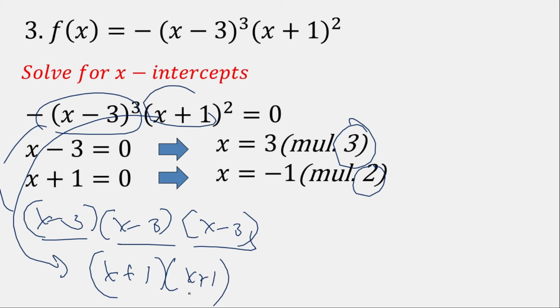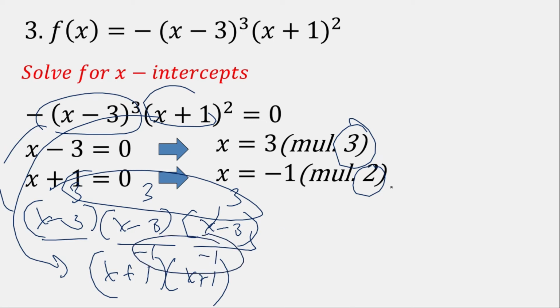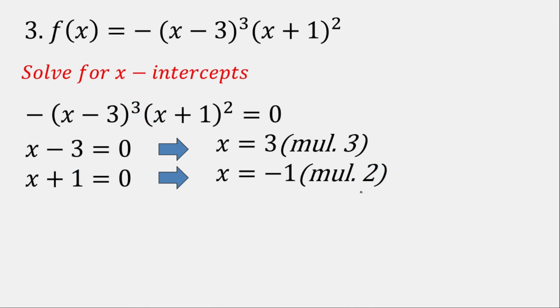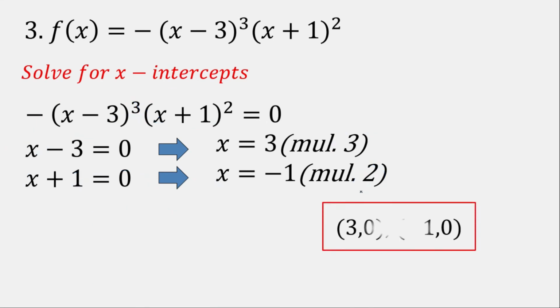The value of x here is 3, the value of x here is 3, the value of x here is 3. That's why these zeros appear 3 times, and that's why it has a multiplicity of 3. And this one is negative 1 and negative 1. These zeros appear twice, so that's why it has a multiplicity of 2. So the x-intercepts are the following.